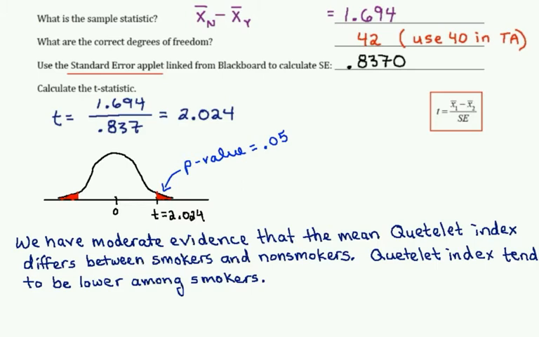So again, our full conclusion has a description of the strength of evidence and a verbal description of what it means for the alternative hypothesis to be true, that the mean Quetelet index differs between smokers and non-smokers, and if we had a two-sided alternative hypothesis and we did get some sort of statistically significant evidence for that alternative hypothesis, it's best to also include a statement indicating the direction.